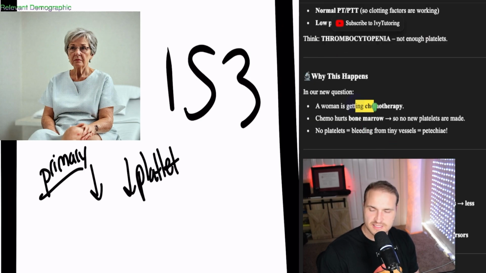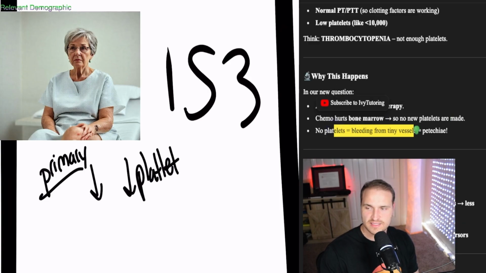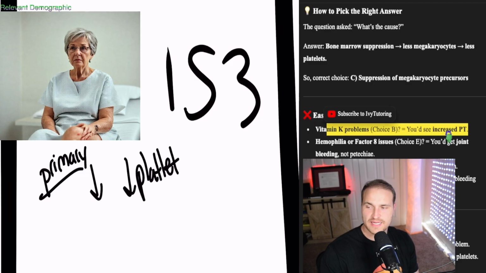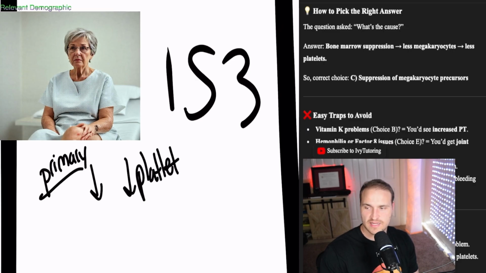You can see this because she's getting chemotherapy. Chemo hurts the bone marrow, so you can't make the platelets. No platelets means bleeding, petechiae. That's what's happening here. Here are the traps to avoid. Vitamin K relates with PT. Hemophilia would be joint bleeding. Red blood cell problems would be anemia. Too much plasmin is DIC.